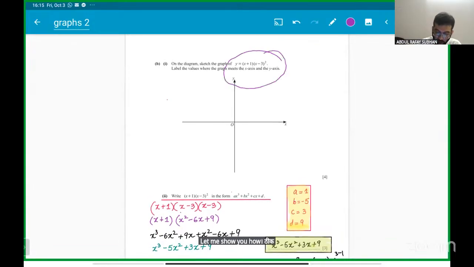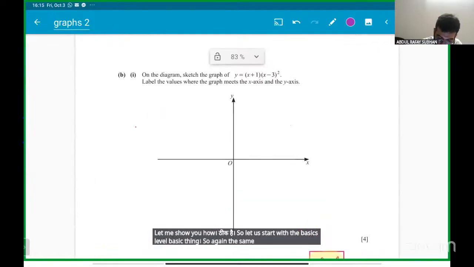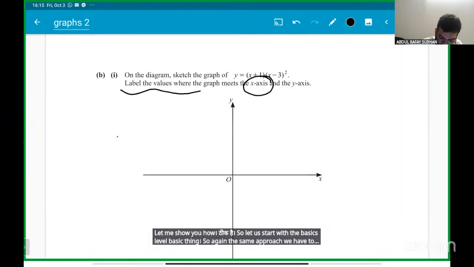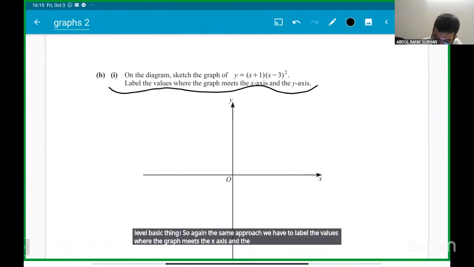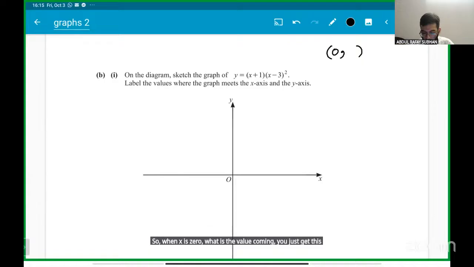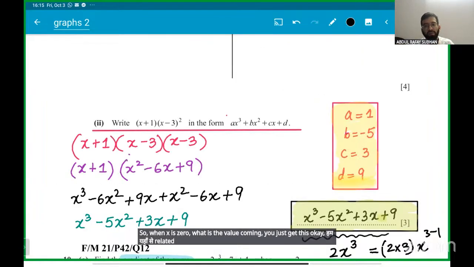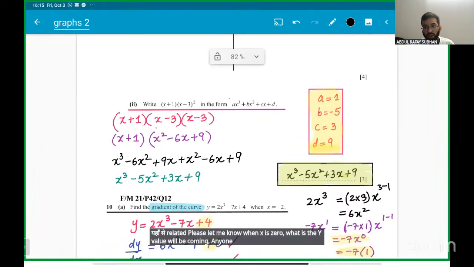Okay. So let's start with the basic level. Again, the same approach. We have to label the values where the graph meets the x-axis and the y-axis. So when x is 0, what is the value coming? You just get this. Okay, we take it from here. When x is 0, what is the value coming? Anyone? Please let me know, when x is 0, what will the y value be? If x is 0, what is the y value coming?